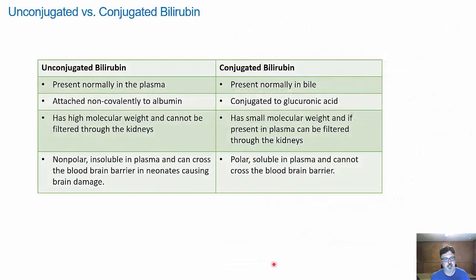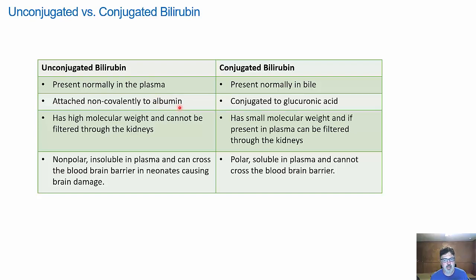All right, so like I mentioned, not all of the bilirubin will get conjugated. There is both conjugated and unconjugated bilirubin. And so what we can see here are some differences between the two. Typically, you'll see the unconjugated bilirubin present in the plasma. And if it is present, since it's water insoluble, you will find it bound to albumin.